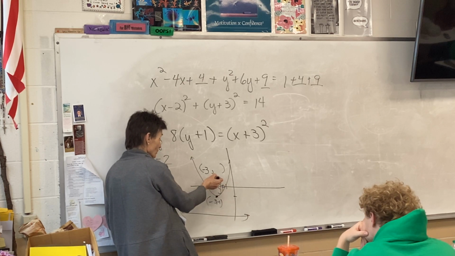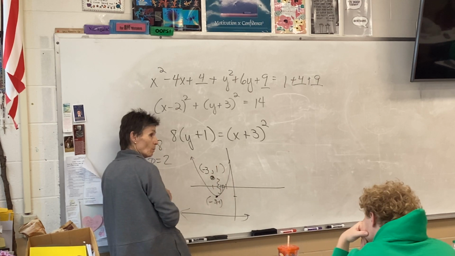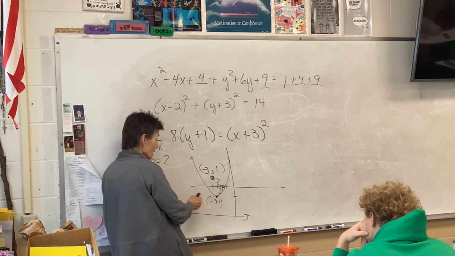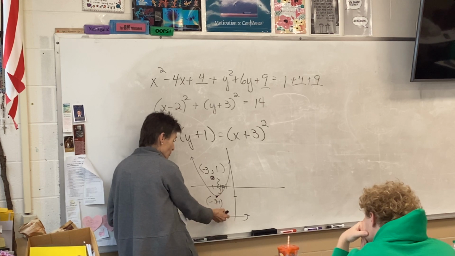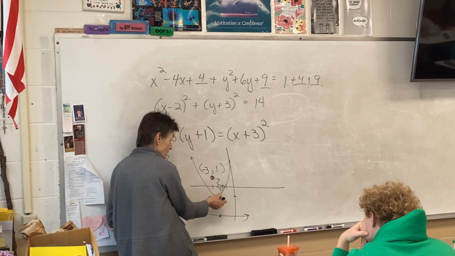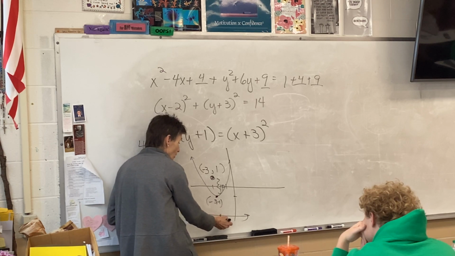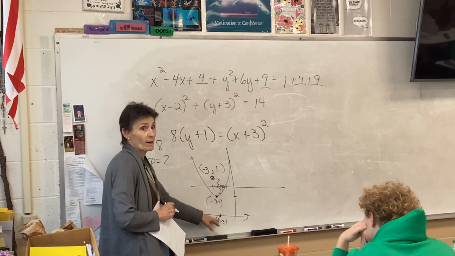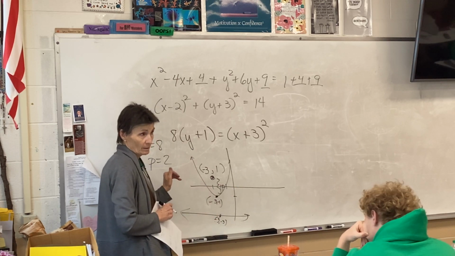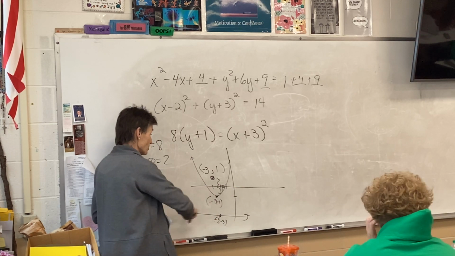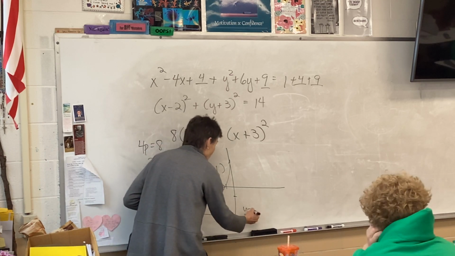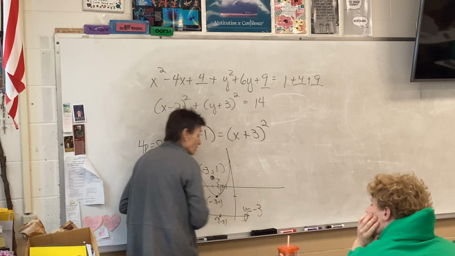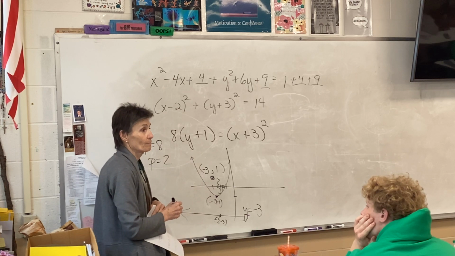Okay, if I go up 2, I'll be at negative 3 comma 1. Now I'm going to go down 2 to my directrix, go down the same amount. Well, this point would be negative 3, but remember, your directrix is a line, so the answer is y equal to the directrix, y equals negative 3.